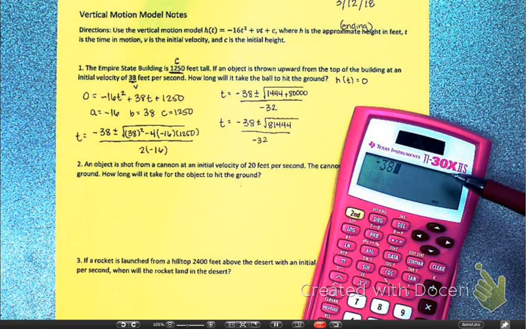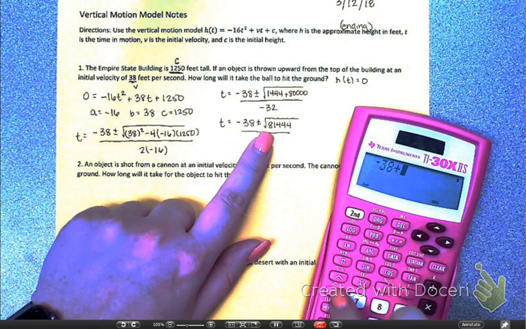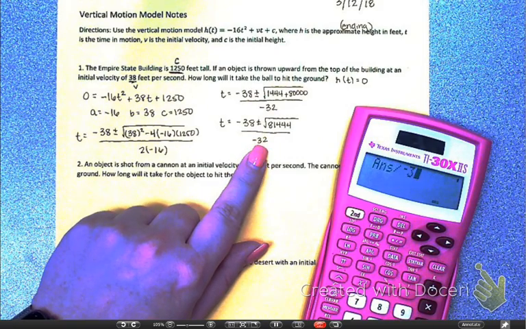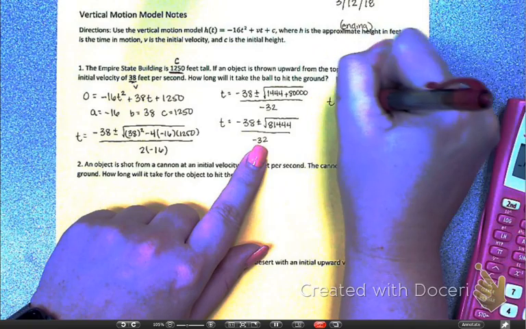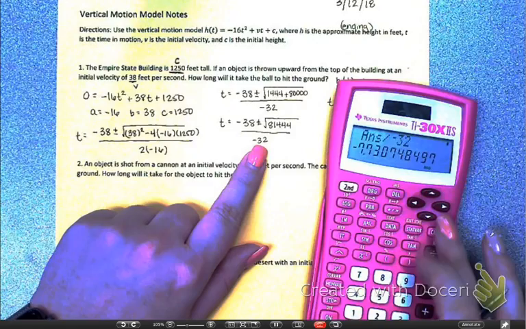So negative 38. Now we're going to do plus the square root of 81,444. And then I'm going to press equals and then divide by negative 32. I literally just plugged that whole thing into my calculator. You should get negative 7.7. Did you get that? Okay, so that's our first answer.